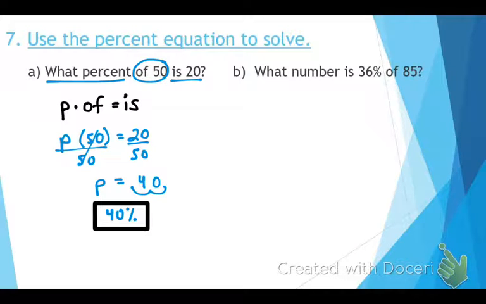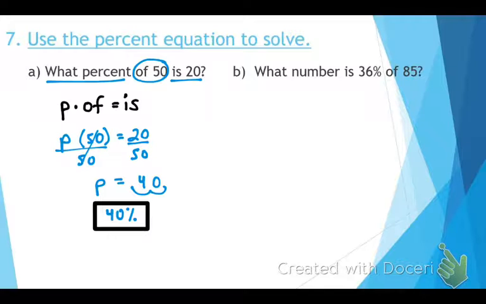Now listen, I want you guys to go back to 6A. That was on the front page. I asked the same question there. I said, what percent of 50 is 20? But we found it with the percent proportion. What answer did you get on 6A? 40%. What did we get on 7A? 40%. The only difference is it asked you to do it 2 separate ways. Does that make sense?